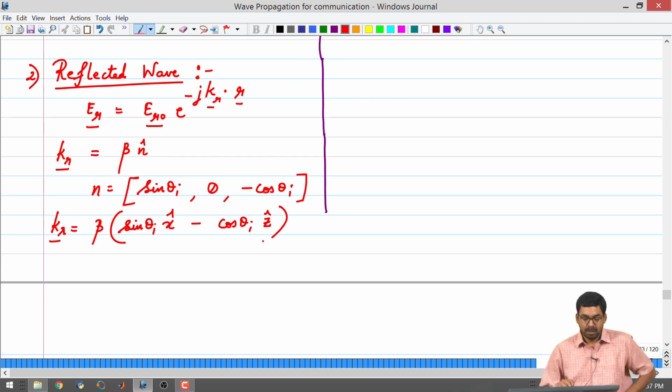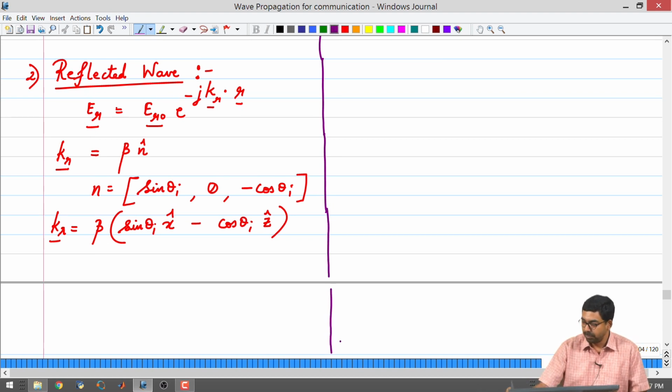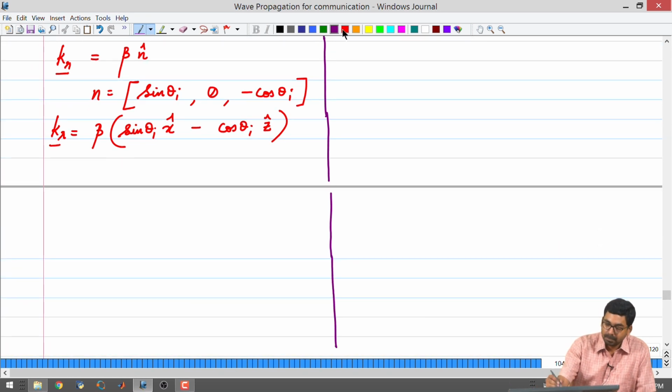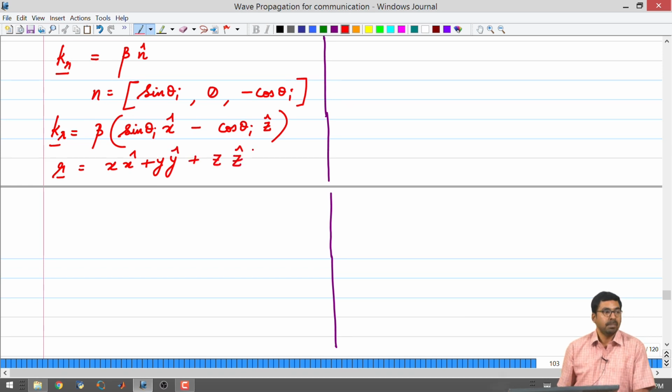Okay. Once you have found this, the next step is very trivial now. All you need to do is write down the form for the position vector. The position vector that we are using is simply x x hat plus y y hat plus z z hat, and now I can write down the expression for my reflected electric field, right.